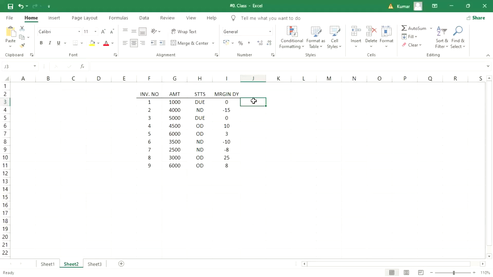Let's suppose the invoices which became overdue by a margin of 5 days, 7 days, 8 days, those only. Sir, in this case, invoice numbers 8 and 9 will be selected by the system, I think. Invoice number 8 and 9. Even invoice number 4 also will be selected by the system. Yes, sir. Okay.